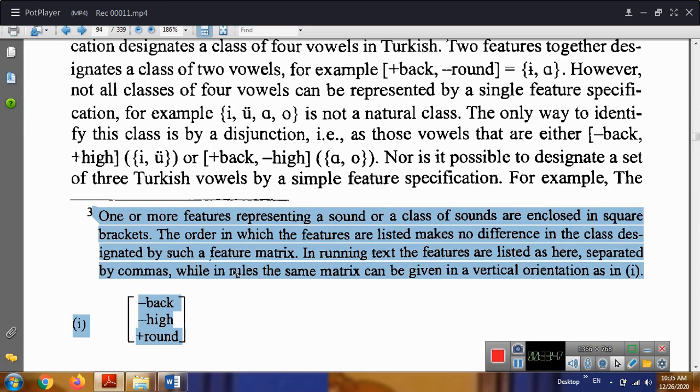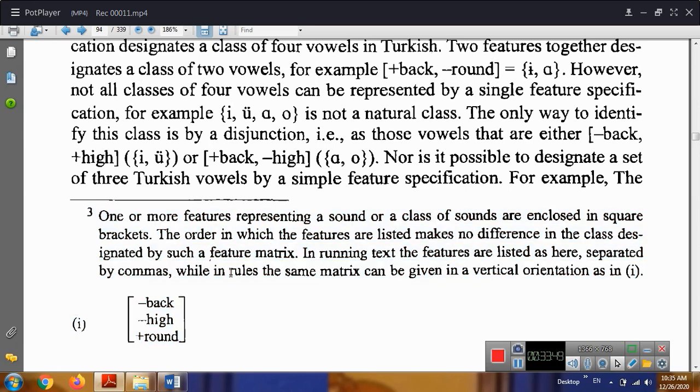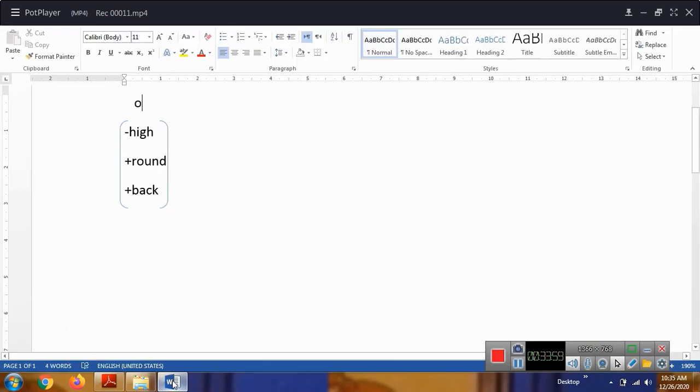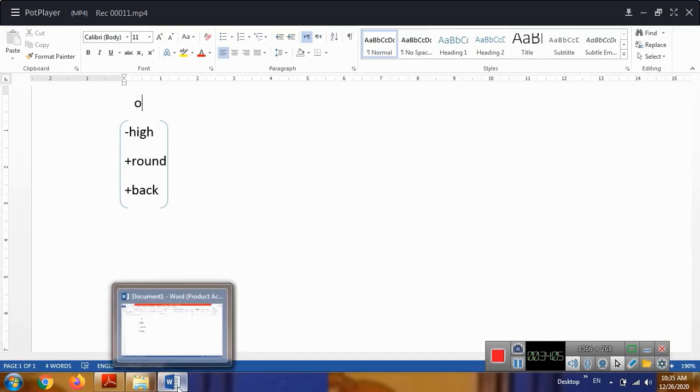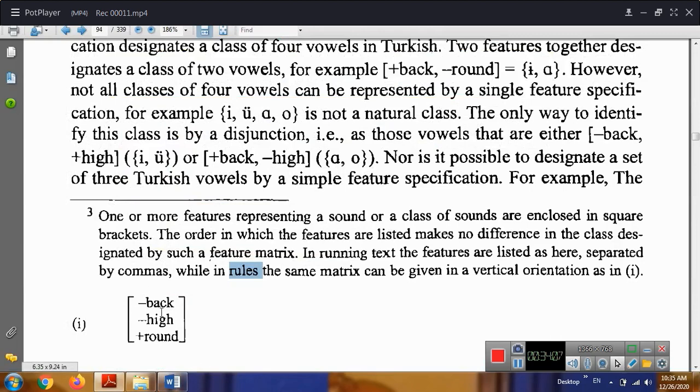Separated by commas. While in the rules, pay attention please to this point, that in rules the same matrix can be given a vertical orientation, which I showed you here. We show the features in a rule in this way, through the matrix, like here.